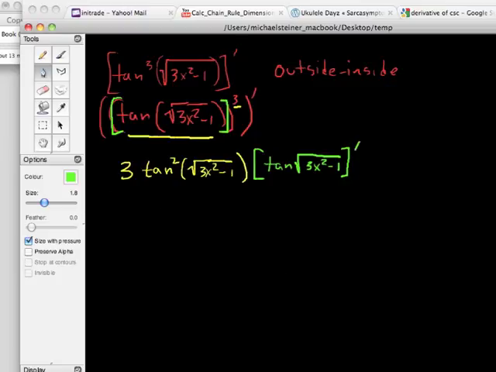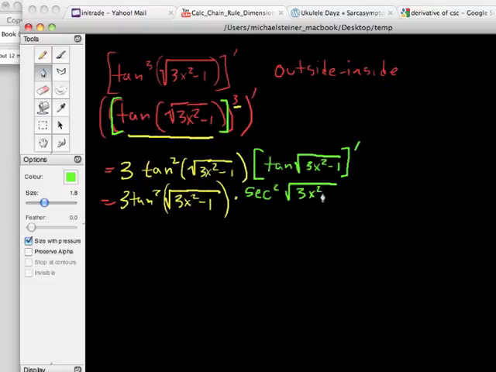Well, let's keep going here. We should write this term down again. 3 tangent squared of the square root of 3x squared minus 1, times the derivative of tangent of something. The derivative of tangent of something is secant squared of that thing, the square root of 3x squared minus 1, times the derivative of what's inside. So we still have to take the derivative of the square root of 3x squared minus 1.